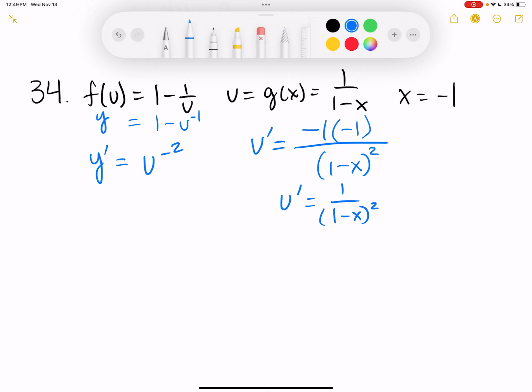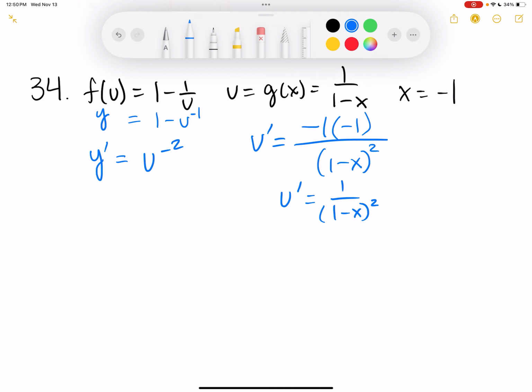How'd you get the thing for u prime again? Like the quotient rule. Oh. So now I plug in. I plug this in for u, multiply by u prime. So I get 1 over 1 minus x to the negative 2 times u prime, 1 over 1 minus x squared.